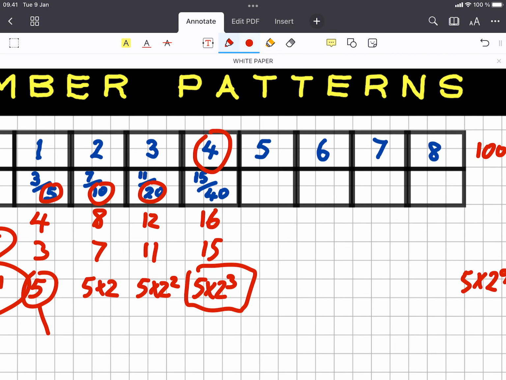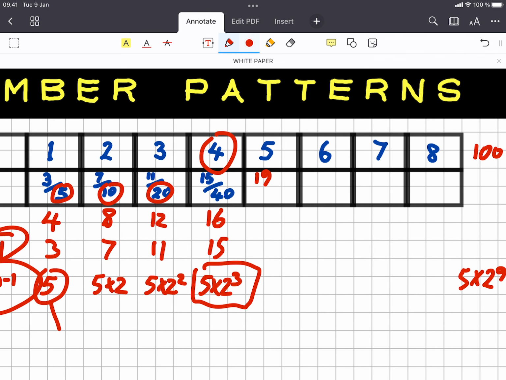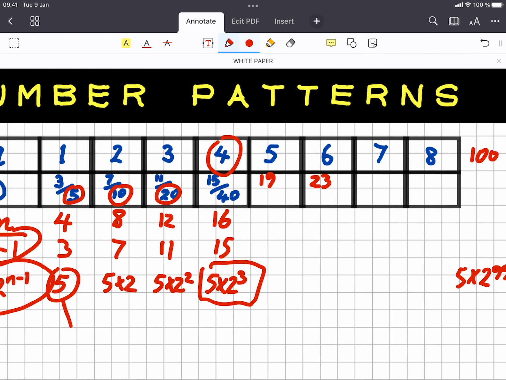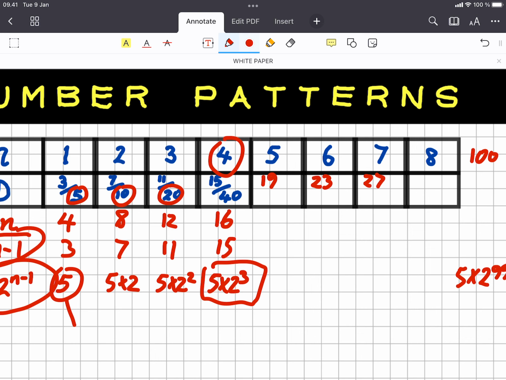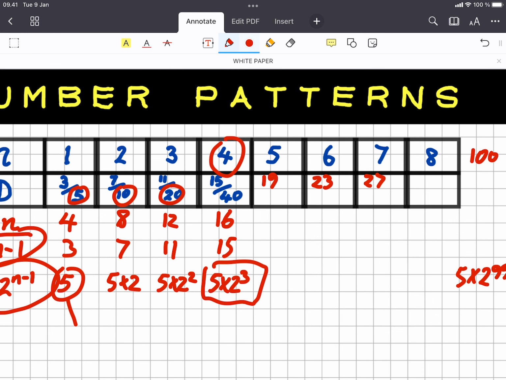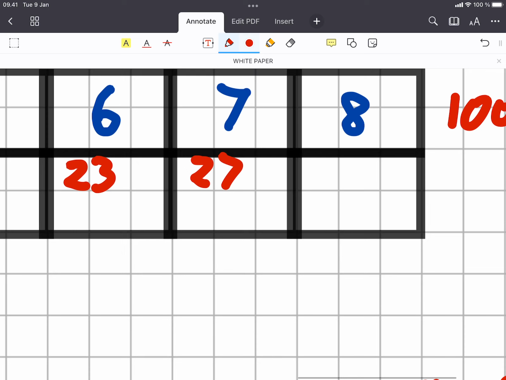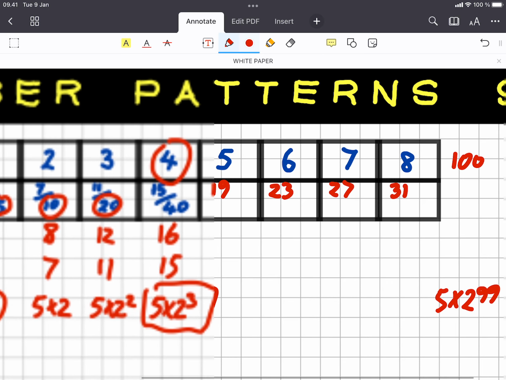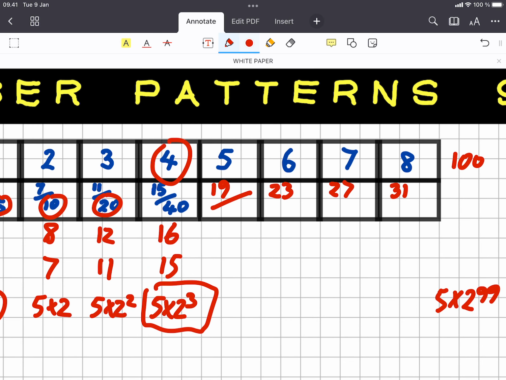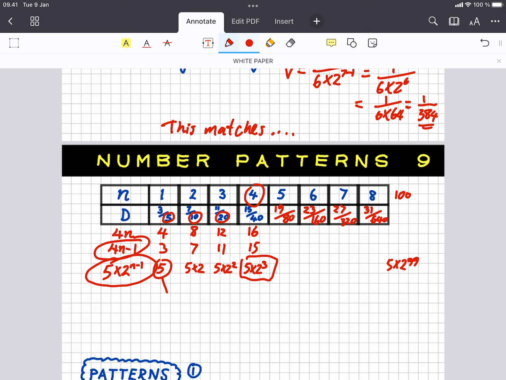So if we're expecting the numerators to go up by 4 every time, then we want them to go 19, 23, 27, 31. And then we're expecting the denominators to double every time. So 10, 20, 40, 80, 160, 320, 640. So that's what we're expecting for this.